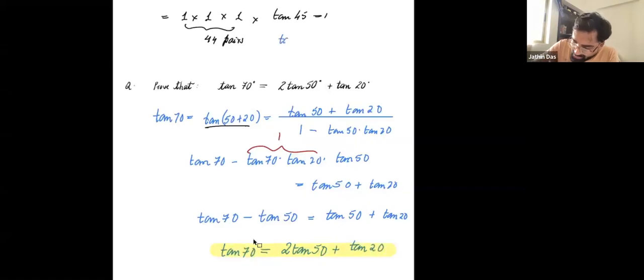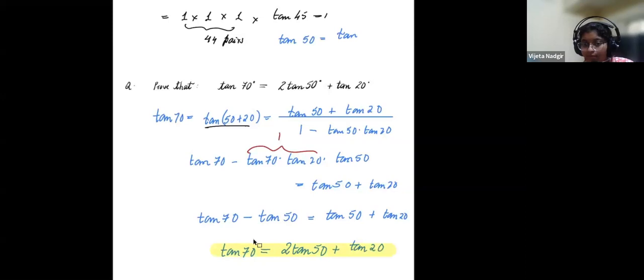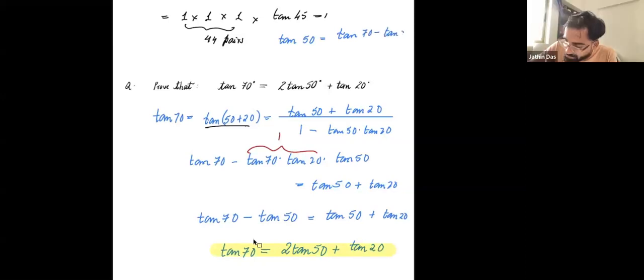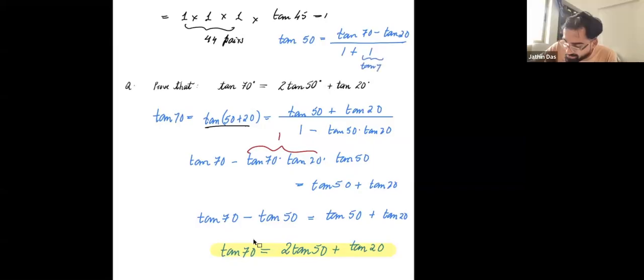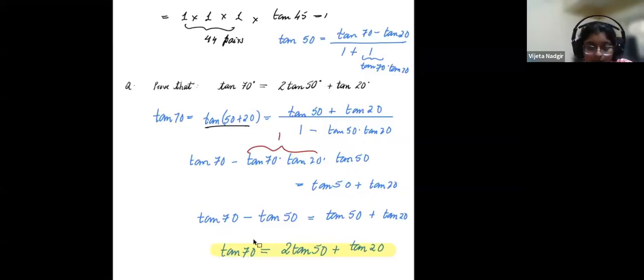Or you can think like this. Tan 50 is, listen what I'm doing, tan 70 minus 20. So this is tan 70 minus tan 20 by 1 plus tan 70 into tan 20, using the subtraction formula. Directly you can get that one. The multiplication of tan 70 and tan 20 comes, so that is directly 1. Like that, still you will get the answer.